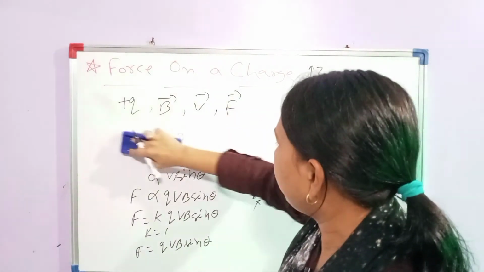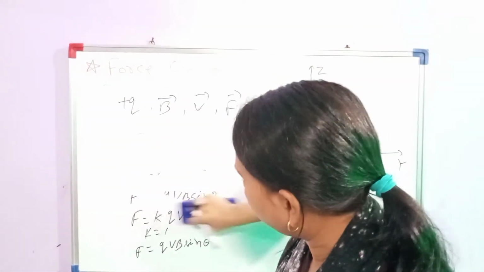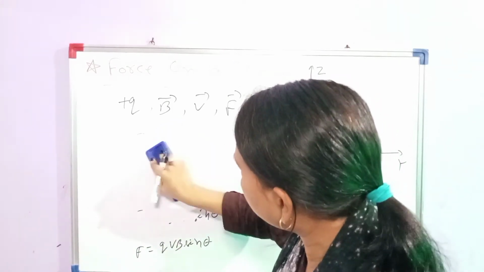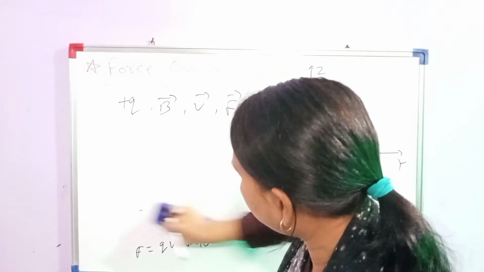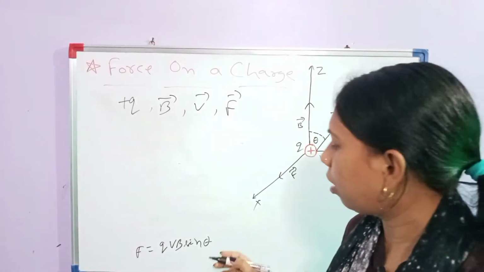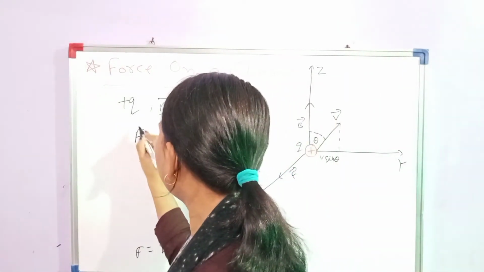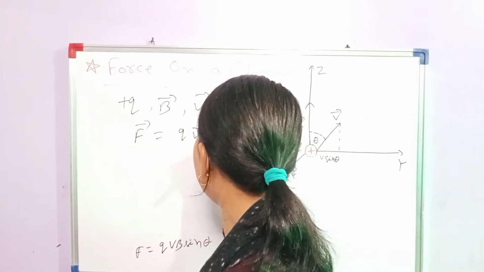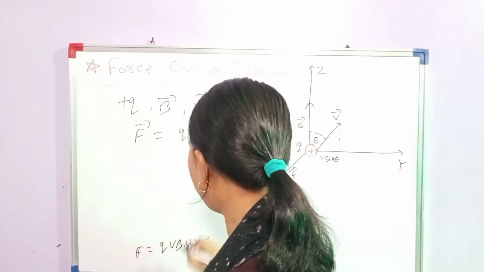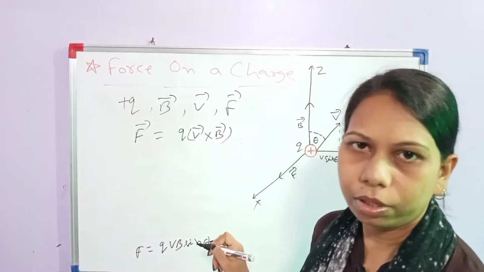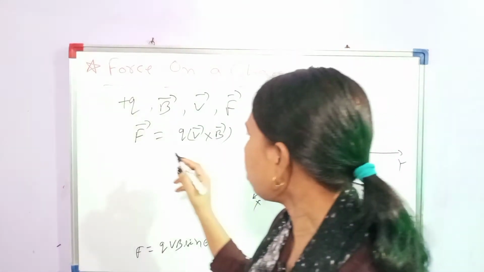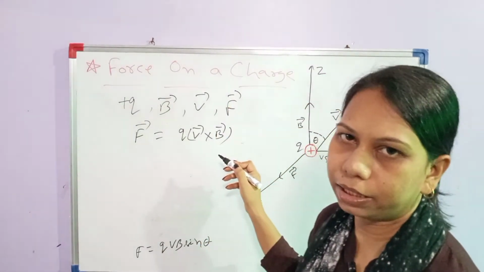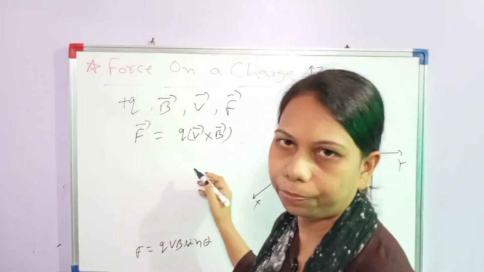Vectorially we can write this as F vector equals Q V cross B. You know that V B sin theta is the magnitude of V cross B. So this is the force acting on a moving charge in a magnetic field.